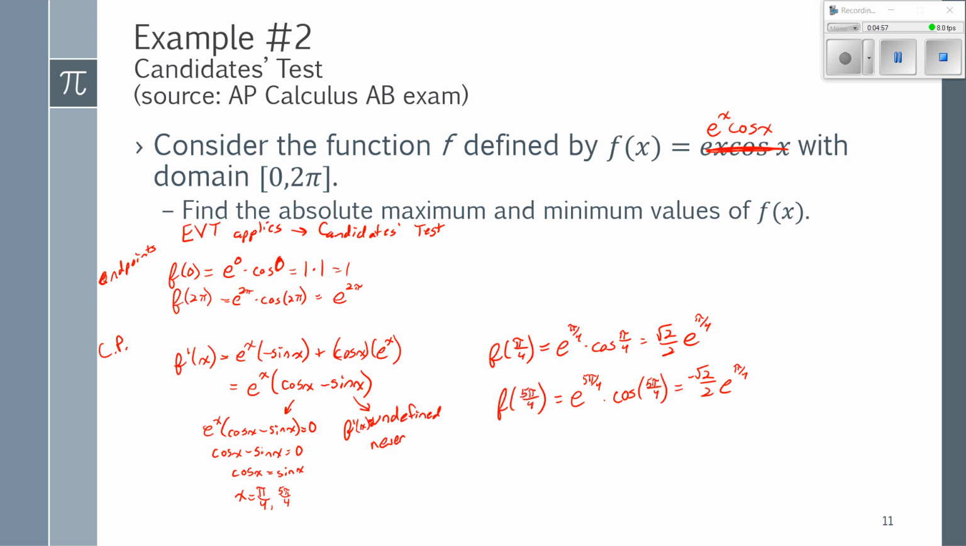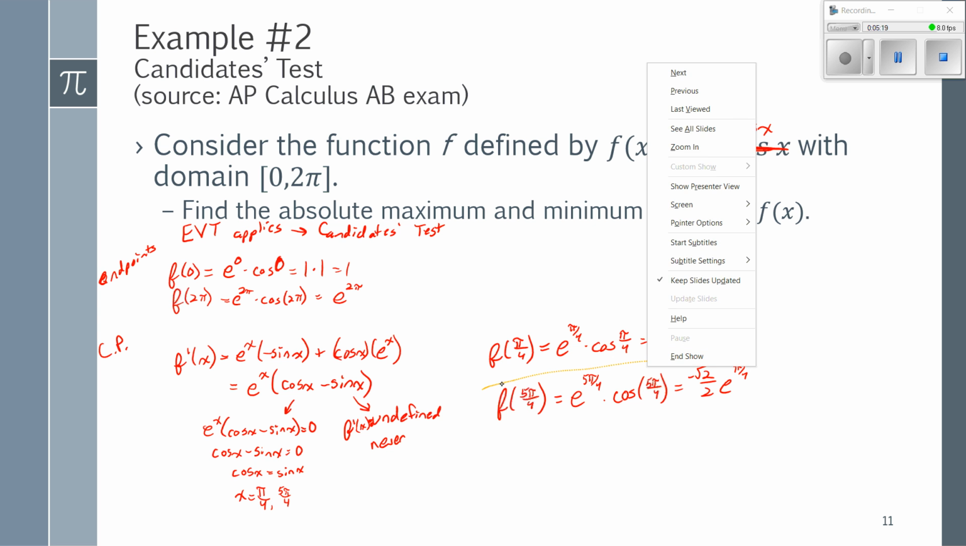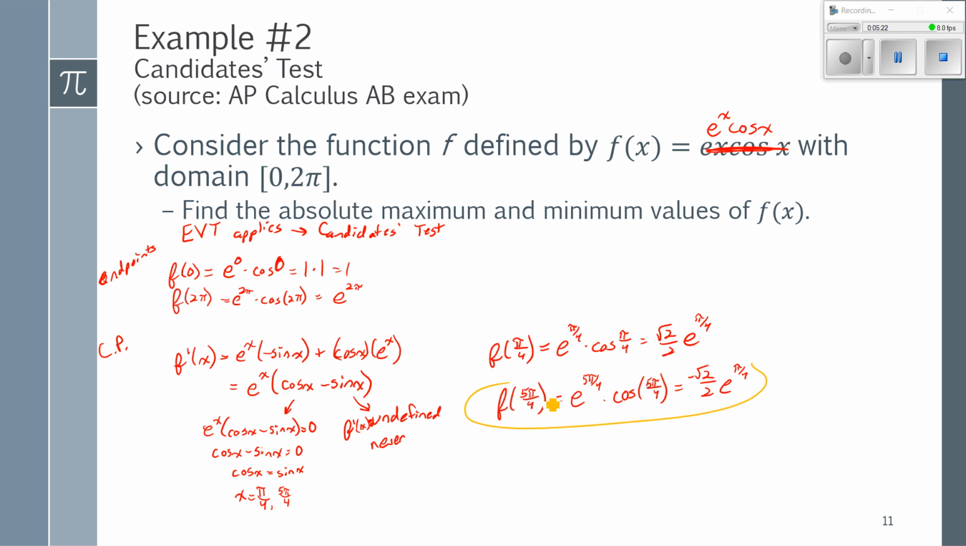So what I have are four different y values. And so my absolute minimum is either going to be 1, e to the 2 pi, rad 2 over 2 times e to the pi over 4, or negative rad 2 over 2 times e to the 5 pi over 4. Well, the smallest of those is the only negative value. So that tells me that my absolute minimum is the negative rad 2 over 2 times e to the 5 pi over 4, and it occurs at x equals 5 pi over 4.